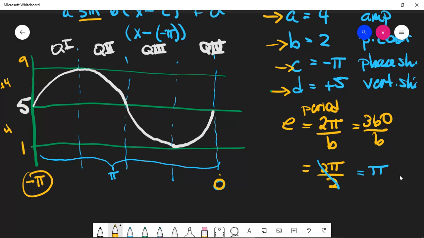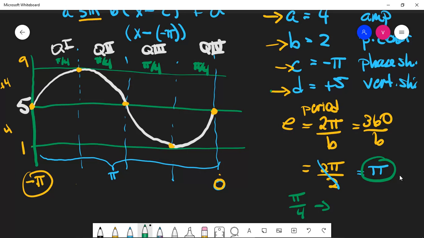But we need to find these in-between incremental points here. So we have our starting point at negative pi. What is our maximum at? Our midline here, our minimum, and then our endpoint is at 0. Okay, these are called the critical points. So the way you get this is you divide that pi, your whole period, by 4. So each one is going to be pi over 4, each of these increments. Pi over 4, pi over 4, pi over 4.